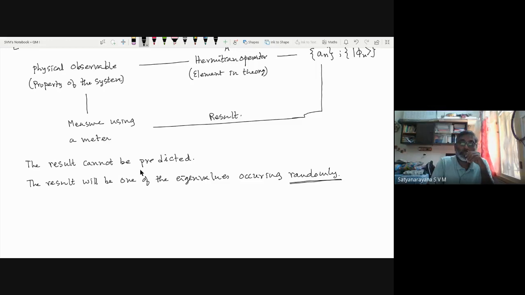This is very important because it is also the source of a lot of discomfort. We don't want anything to happen randomly. We should have control, but we don't seem to have control, and the results are not within our predictive power. It occurs randomly, and this is what gives rise to what is called indeterminism. That means we do not know what the result will be. We can only say what the possible results are, and the possible results are the eigenvalues. This is essentially the crux of indeterminism in quantum mechanics.